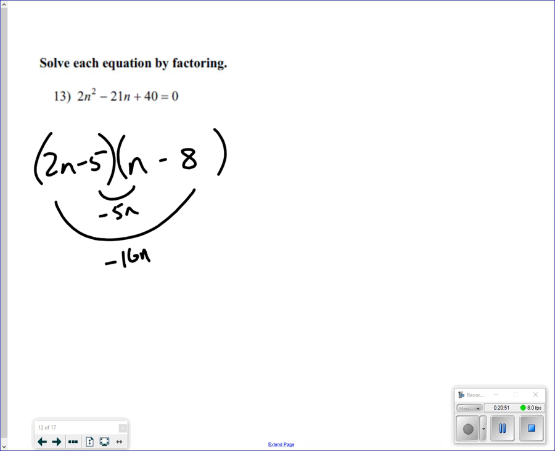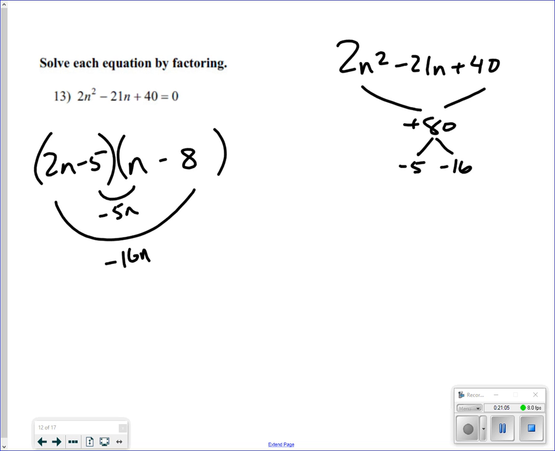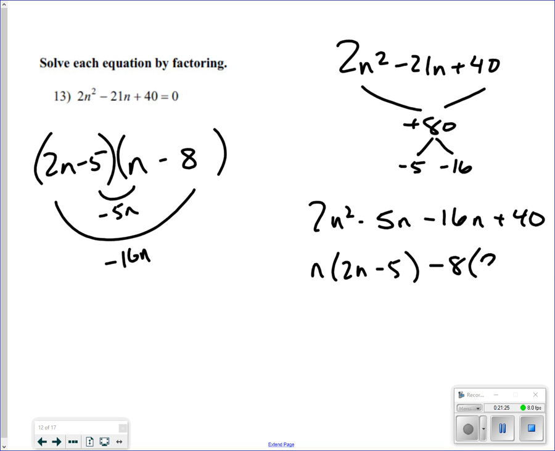I'm going to do the same question now using grouping. So I multiply the outside two numbers together, and that ends up being positive 80. And so two things that multiply to be positive 80 and add up to negative 21 would be a negative 5 times a negative 16. And so rewrite the question. And so I take the GCF of the first two. Now the only thing I can take out of the first two is an n. GCF of the second two, and so I can take out a negative 8. Group the GCF and keep what's the same.